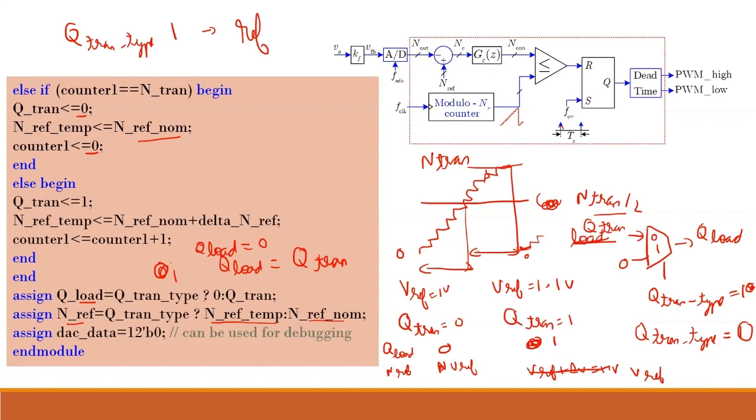So what does this signify? If Qtran type was 1, that means I don't want load transient, then my Q load should always be 0. You see over here, Qtran is 0 and 1, so it is 0, 1, 0, 1, etc. But I don't want this to be my Q load. In case I don't want load transient, I just want it to be 0. So this statement will select that.